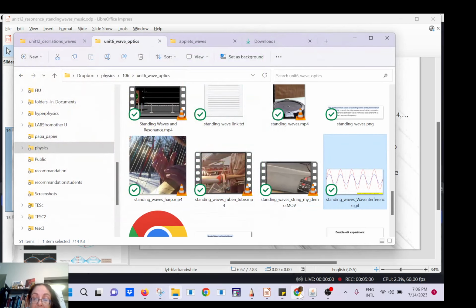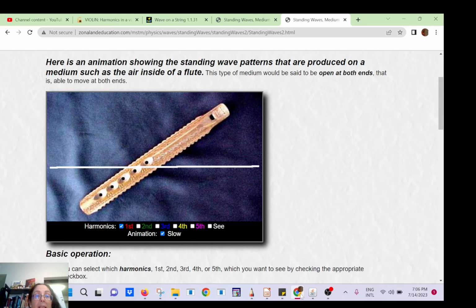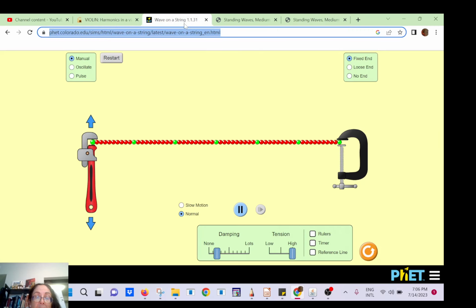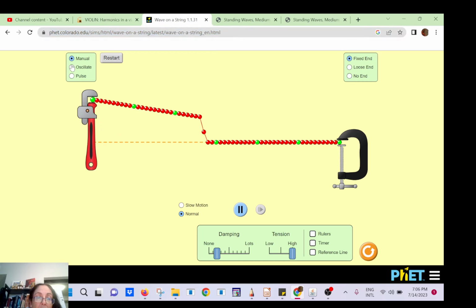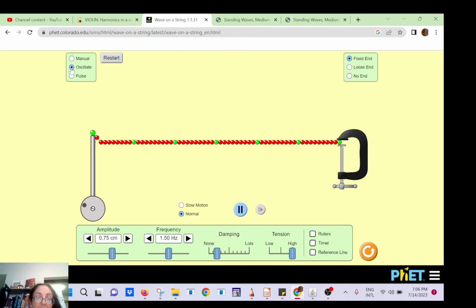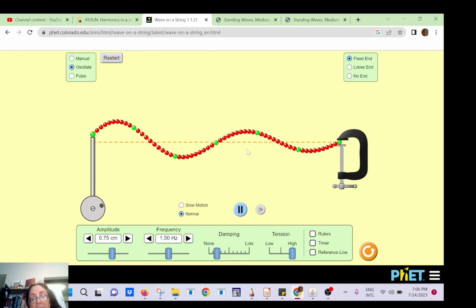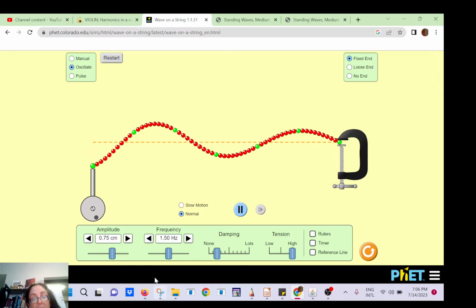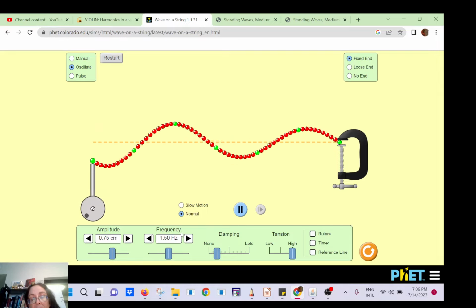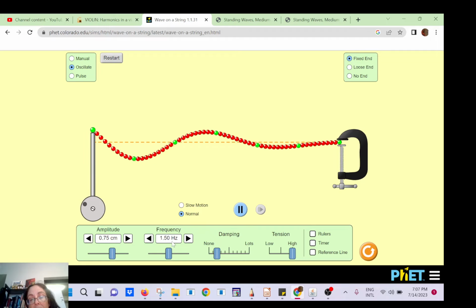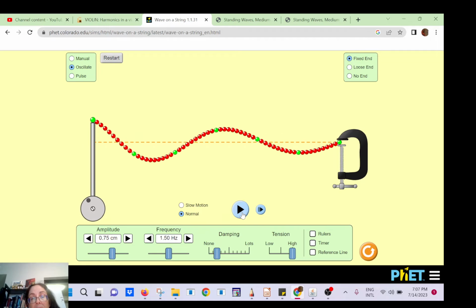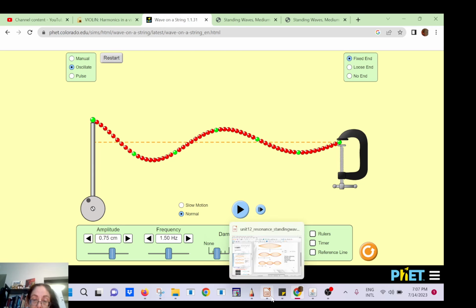I have yet another simulation. Let's see if I have a wave on a string. You see, if you oscillate that at the right frequency, you get a standing wave. So 1.5 hertz is going to be one of the natural frequencies of the string. We will get back to that later on.